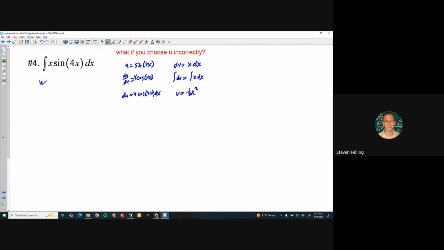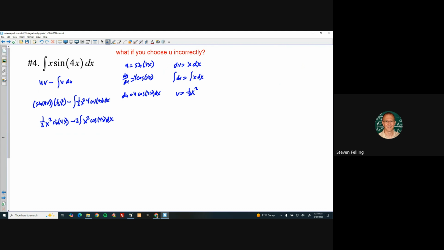And then when you plug into uv minus integral of v du, the uv would be sine of 4x times 1/2 x squared. It doesn't matter how complicated that is, because I'm not going to take an antiderivative. But over here we have v, which is 1/2 x squared, times du, which is 4 times cosine of 4x dx. So let's simplify this a little bit. We have 1/2 x squared sine 4x. That part's fine. But then we have a minus, and this is 4 divided by 2, which is 2. I'll bring that outside, and we have an x squared cosine 4x dx.